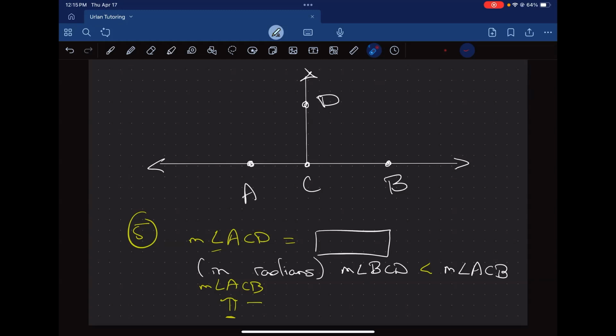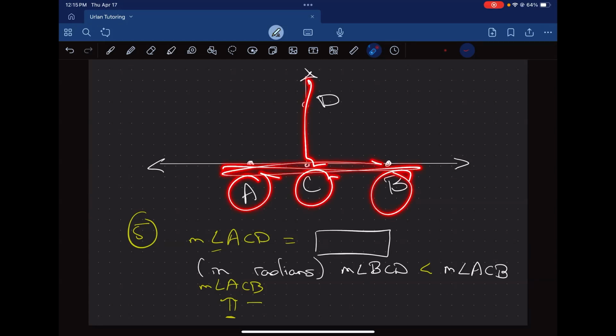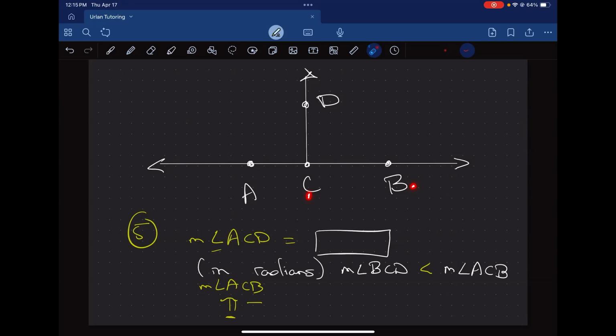So what we're going to do is subtract from ACB this angle, B, C, and D. And from the previous mathematical statement, we know that BCD is equal to pi over 2 radians, aka 90 degrees. So BCD here is equal to pi over 2 radians. So that means that the measure of the angle ACD is equal to pi over 2 radians, right?